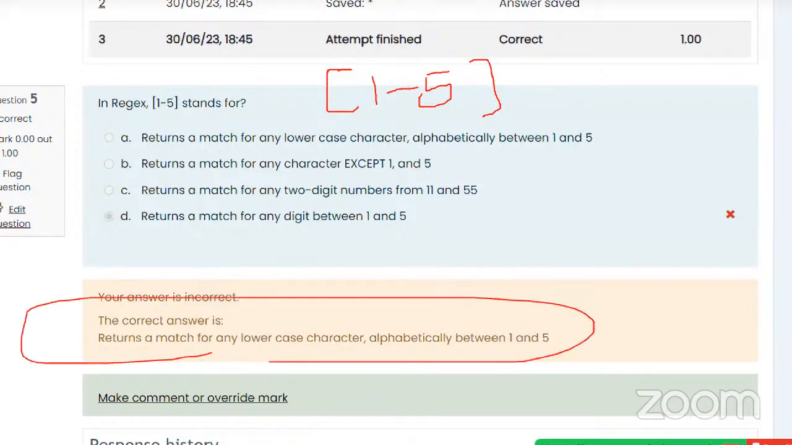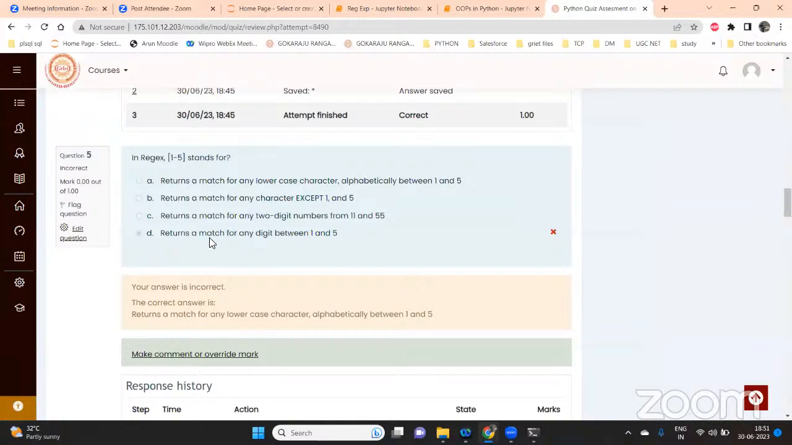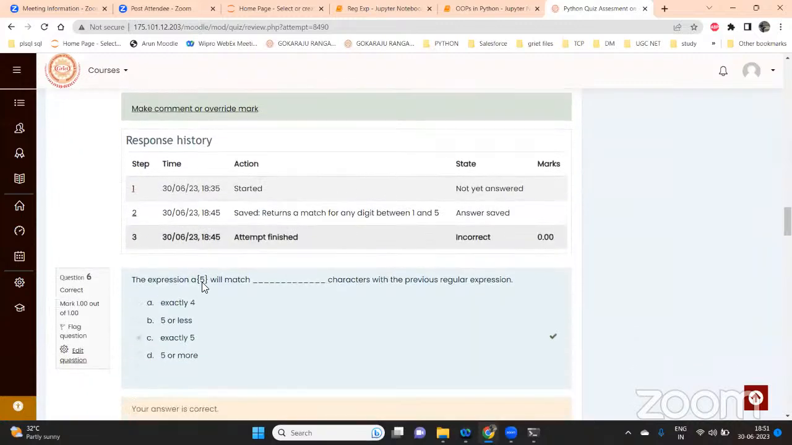I gave the question wrongly. I just changed alphabets to integers and forgot to update here. So it matches anything between 1 and 5. Correct? Any number between 1 and 5, not alphabet.